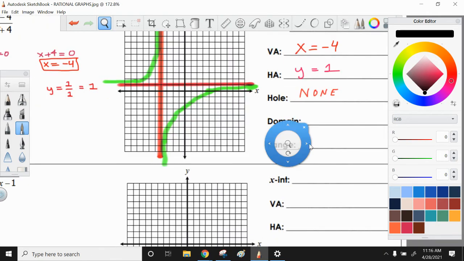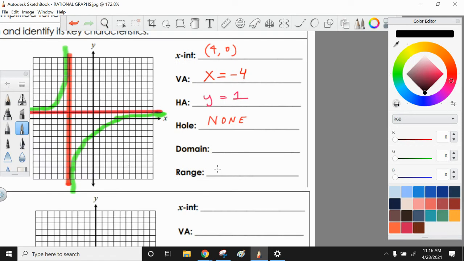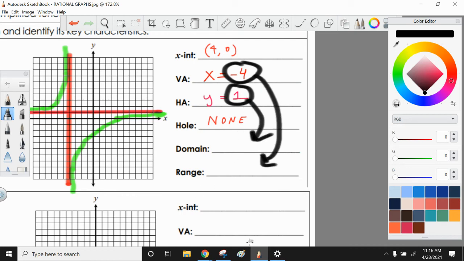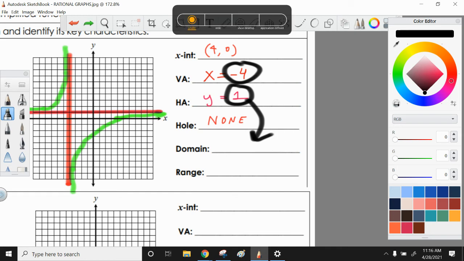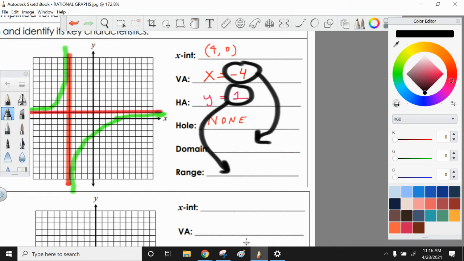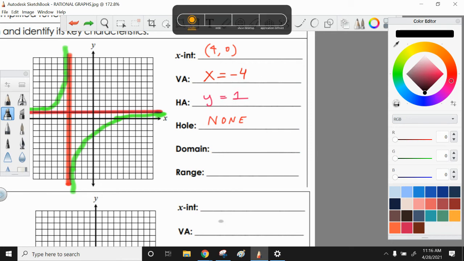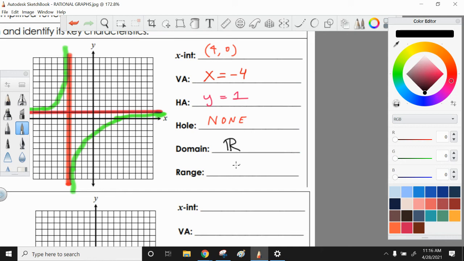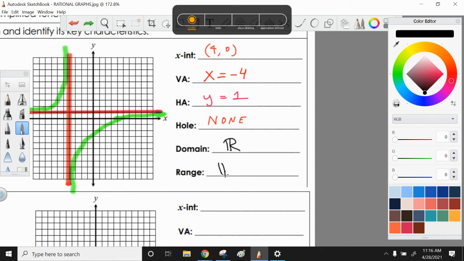If we go to our question here, these 2 answers that we've got for our vertical asymptote and horizontal asymptote, pretty much the same answers we're going to use for our domain and range. Now, unfortunately, I've done those backwards. It would be more like this and this. So, what is our domain and what is our range? Well, it's going to be all real numbers.